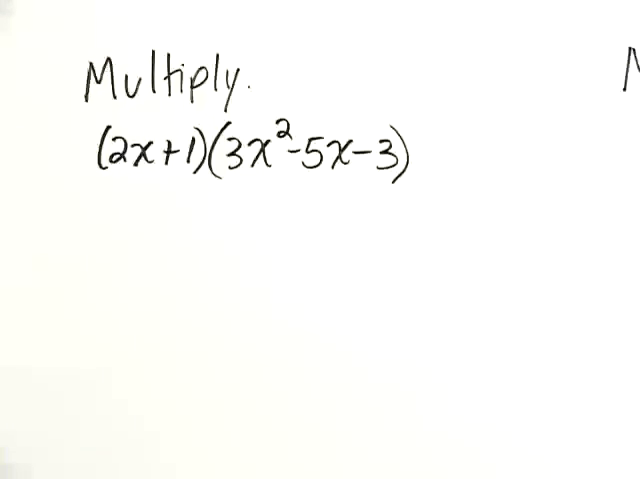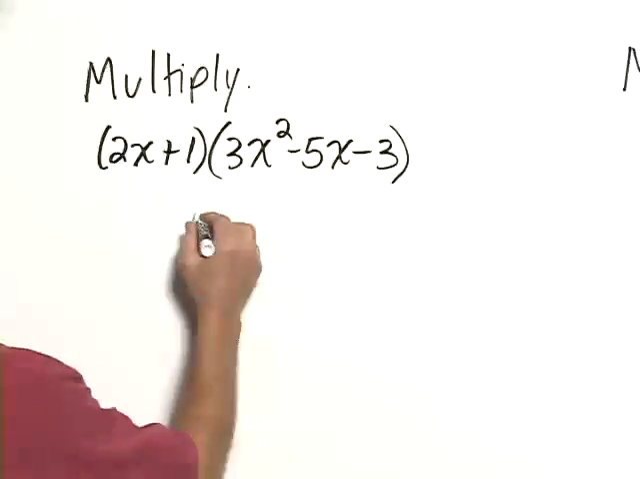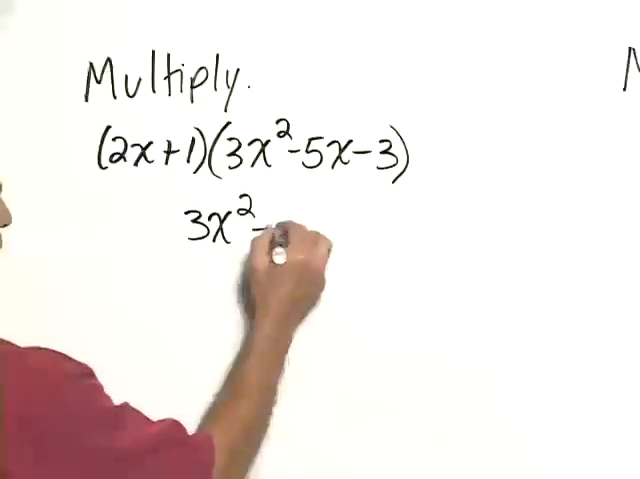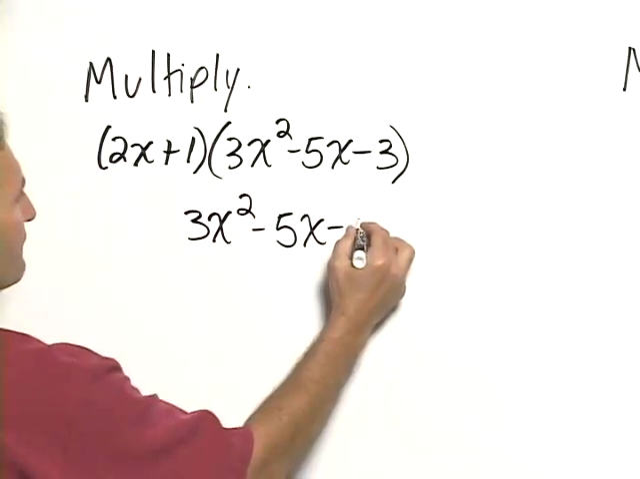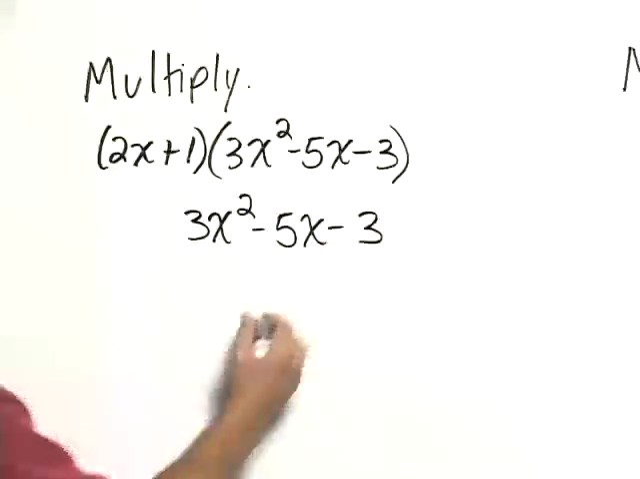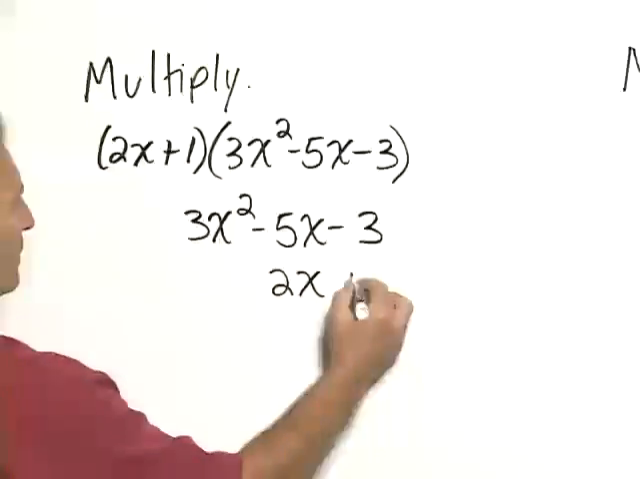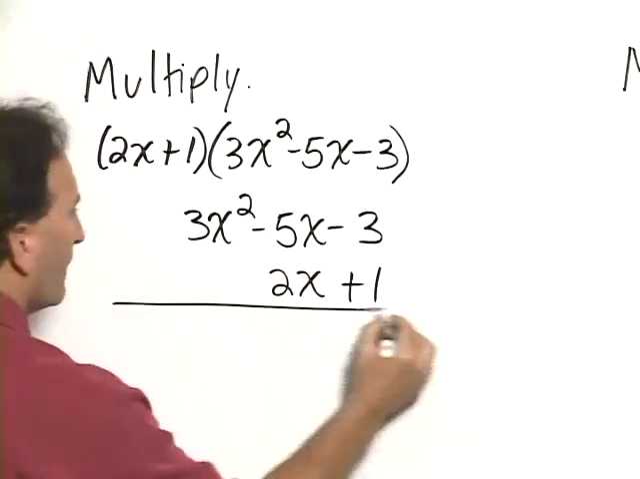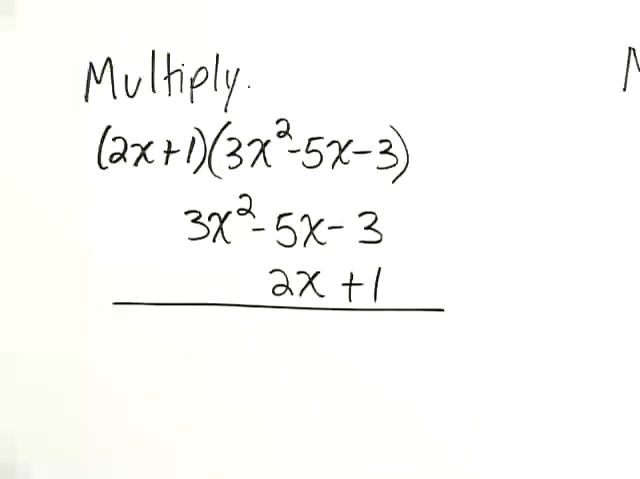Multiply the quantity 2x plus 1 times the quantity 3x squared minus 5x minus 3. Now this problem is written in the horizontal manner. We're going to rewrite it in the vertical manner. So we're going to write 3x squared minus 5x minus 3. And underneath that, write 2x plus 1, and then draw a line, and now multiply using the vertical method.